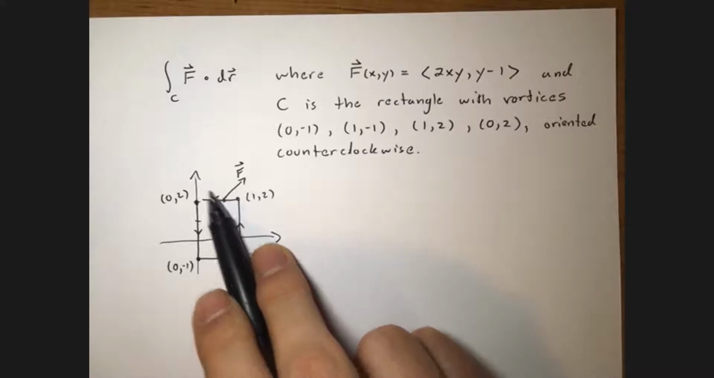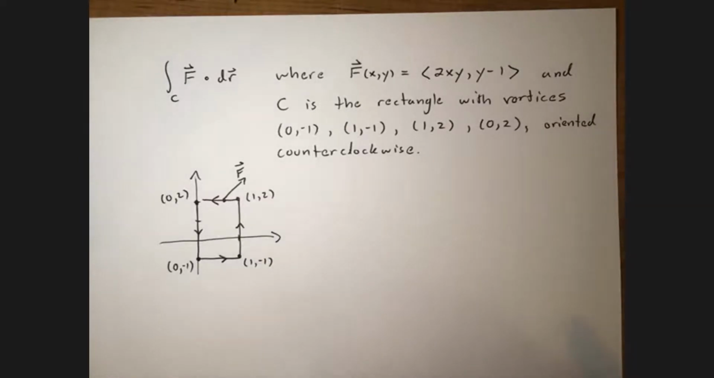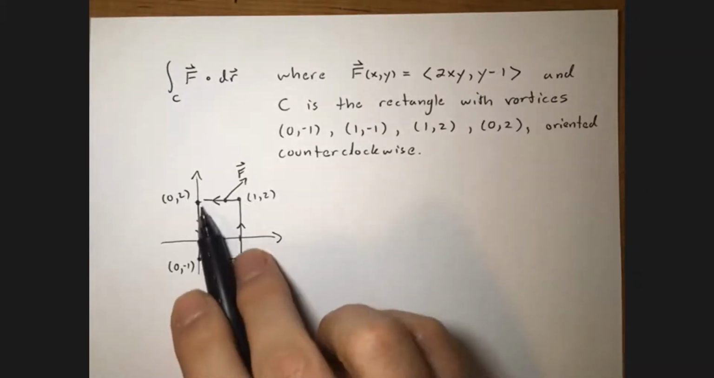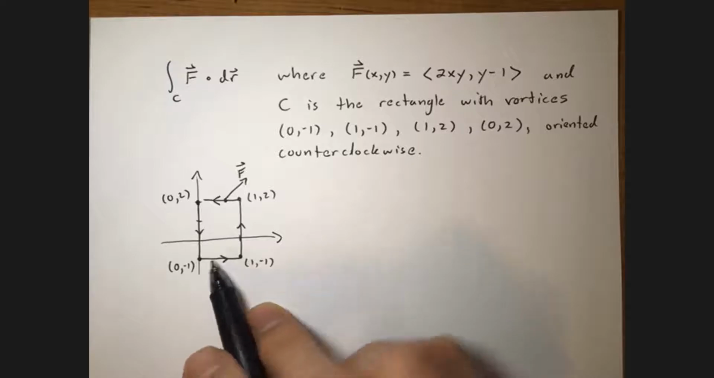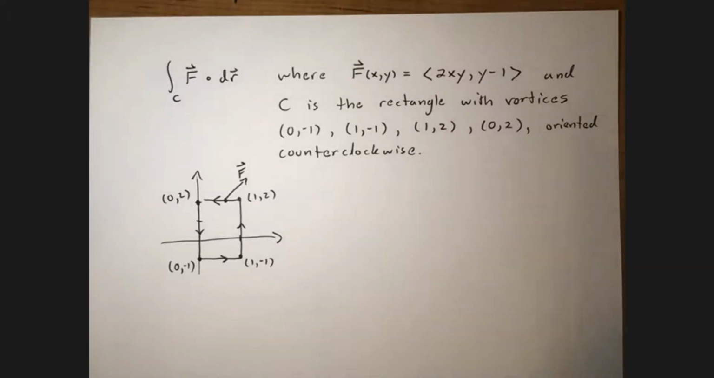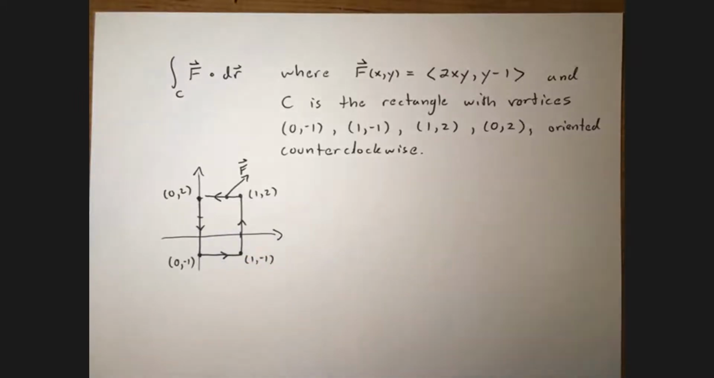If they're pointing in roughly the same direction, I get a positive result. If they're orthogonal to each other, I get 0 as an answer. So depending on where I am, what direction I'm going, and which direction the force vector is pointing, I'm getting a different number. And I'm just integrating those numbers along here. An integral is basically just adding up all those numbers.